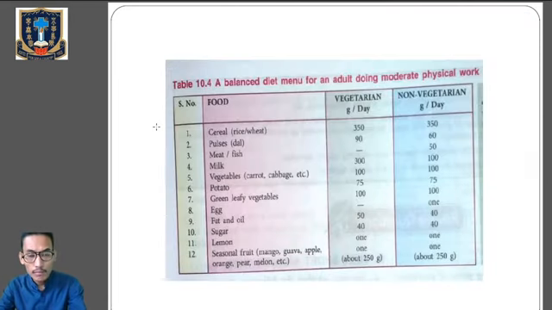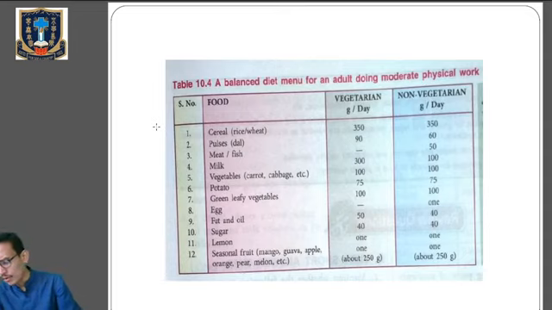Okay, then a balanced diet menu for an adult doing moderate physical work. So this is just the daily requirements of a common balanced diet of individuals. Cereals, rice, wheat: vegetarian 350 grams per day, non-vegetarian 350 grams per day. So that's both tables also. Okay, a balanced diet menu for an adult doing moderate physical work. Clear?